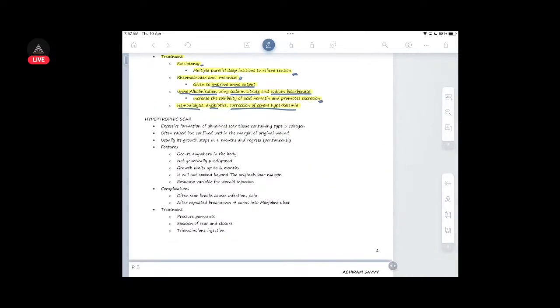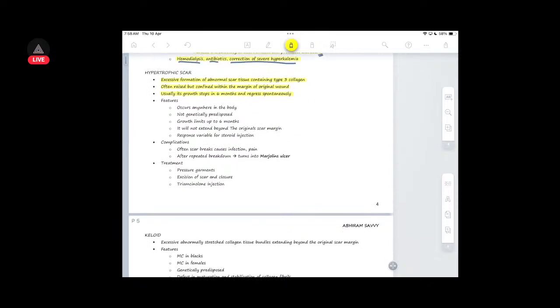Then you have hypertrophic scar, which is excessive formation of abnormal tissue containing type 3 collagen, often raised but confined within the margin of original wound. Usually, its growth stops in 6 months and regresses spontaneously. It occurs anywhere in the body, not genetically predisposed. Growth limits up to 6 months, does not extend beyond the original scar margin, and response is variable for steroid injection.